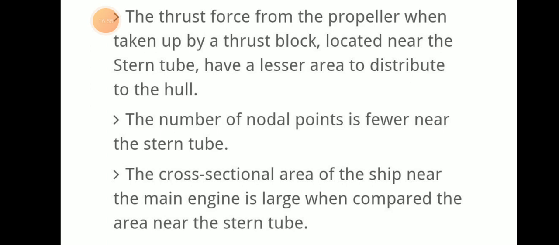Thrust force from the propeller, when taken up by a thrust block located near the stern tube, will have a lesser area to distribute to the hull. The number of nodal points is also fewer near the stern tube, and the cross section area of the ship near the main engine is large when compared to the narrow aft end near the stern tube. Thank you.